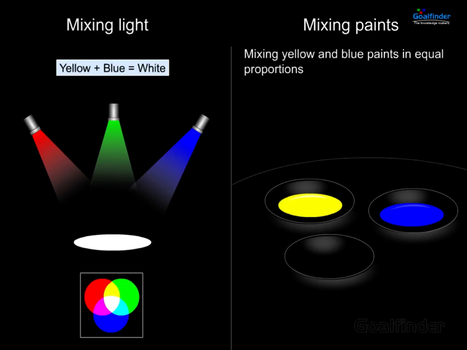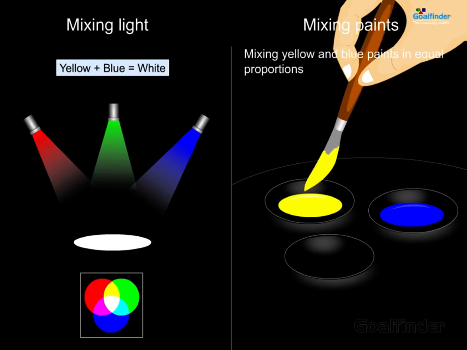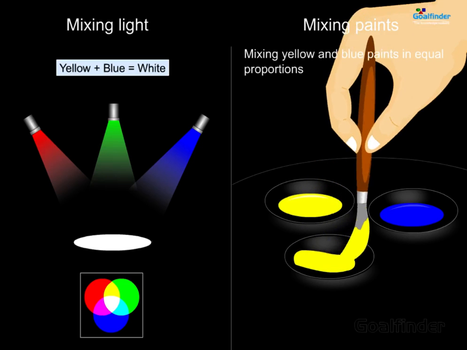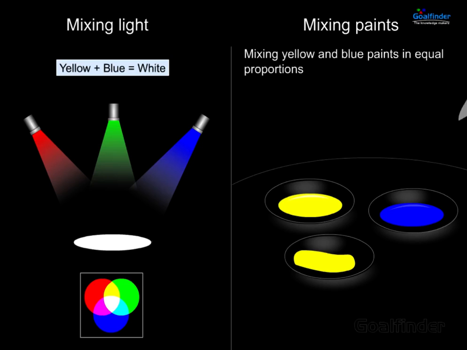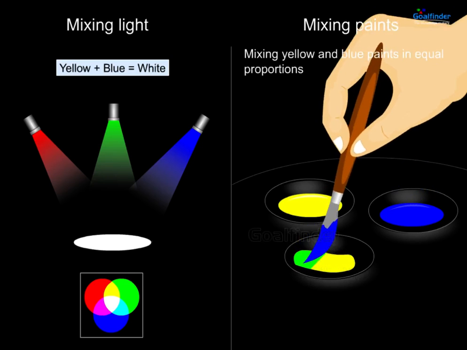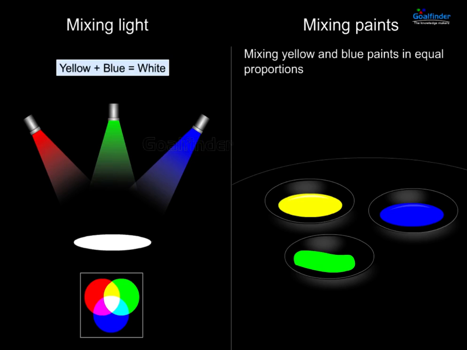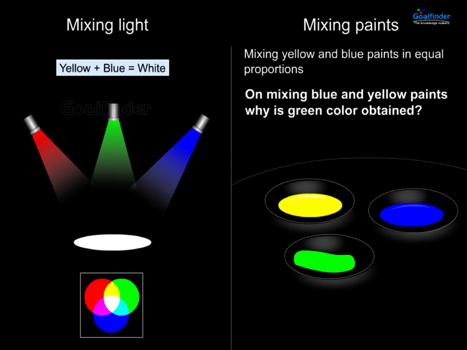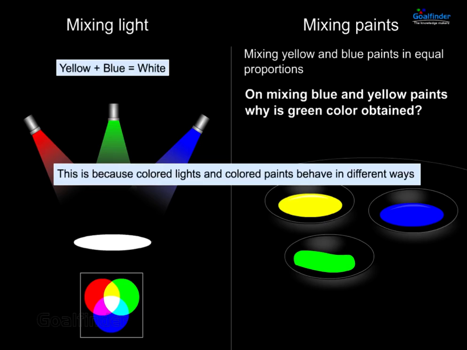However, when we are mixing yellow and blue paints in equal proportions, we get green color. On mixing blue and yellow paints, why is green color obtained? This is because colored lights and colored paints behave in different ways.